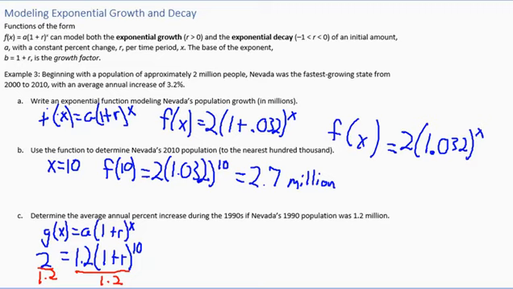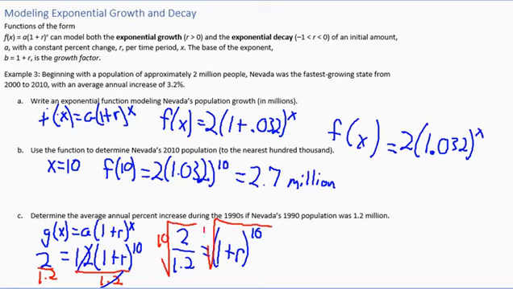So we have this equation over here. The 1.2's will cancel. And we'll have 2 over 1.2 is equal to 1 plus r to the 10th. Well, we have the 10th here, so what we can do is take the 10th root of both sides. It is important that you know how to use your calculator correctly. So we want to do 2 divided by 1.2, and you want to take the 10th root of that. A couple of things you can do. You can just take that number, and you can take it to the 1/10 power.